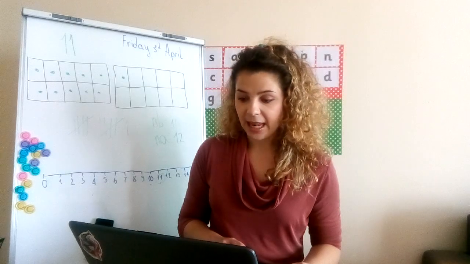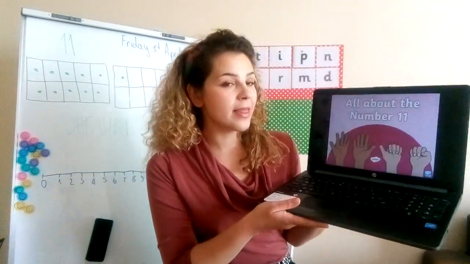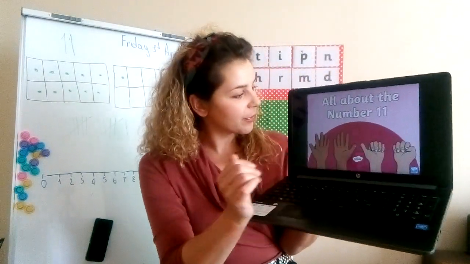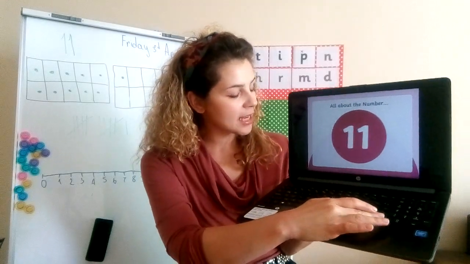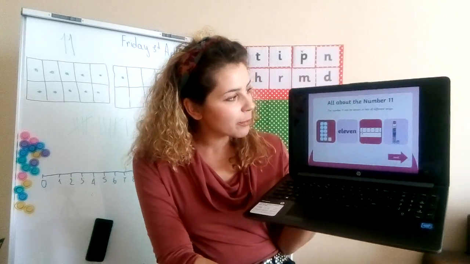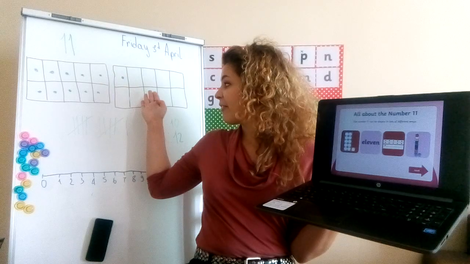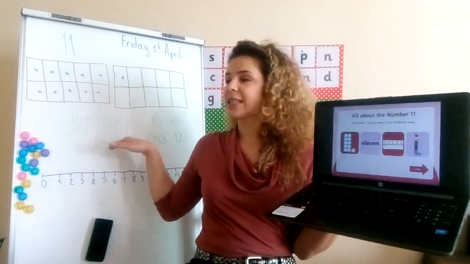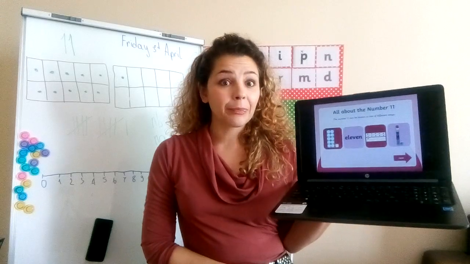Number 11. Okay, so it says all about number 11. Okay? This is how we write it. 2 digits, 1. Okay, it says the number 11 can be shown in lots of different ways. Okay, so here we have it in 2 ways, in a 10 frame, in a tally, and the third way as digits.